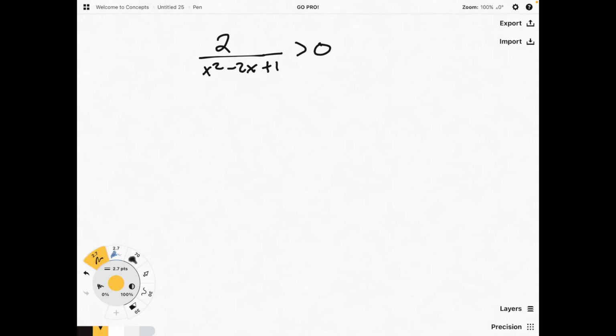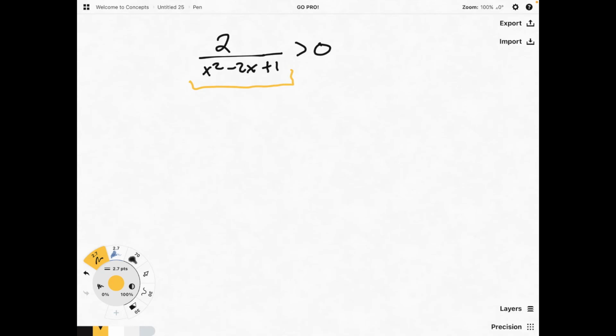Looking at this problem, we know that this value has to be greater than 0. And since the numerator is positive with 2, this means the fraction is positive if and only if the denominator is greater than 0, which makes it positive. If the denominator was less than 0, then we would have a positive divided by a negative, which would give us a negative. We need to be positive to satisfy this, and therefore we know that the denominator has to be greater than 0.